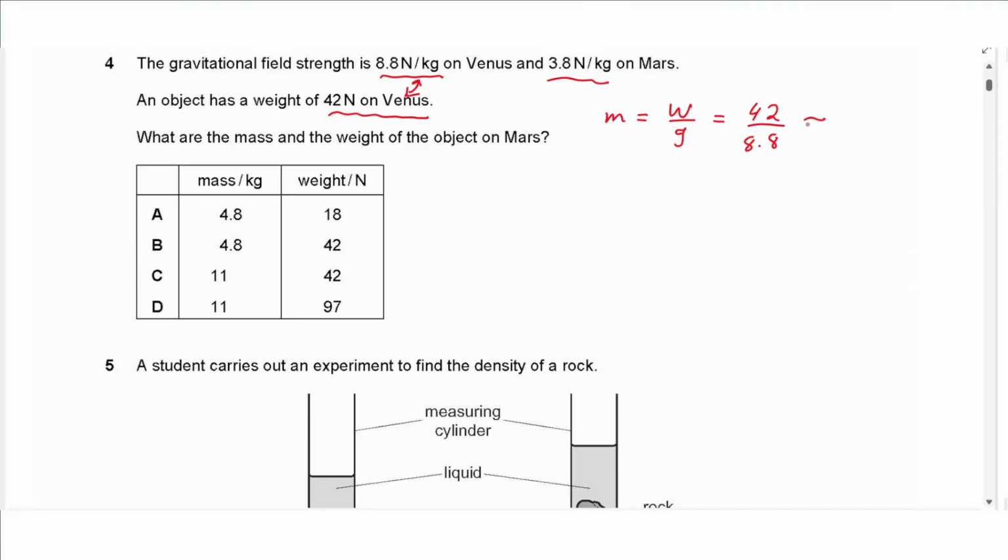That gives an approximate answer of 4.773. So it's 4.8 here. Then we need to get the weight on the other planet. So we multiply the answer on the calculator by 3.8, which is the new gravity field strength. That gives an answer of 18.1364. So it's 18. So the answer is A.